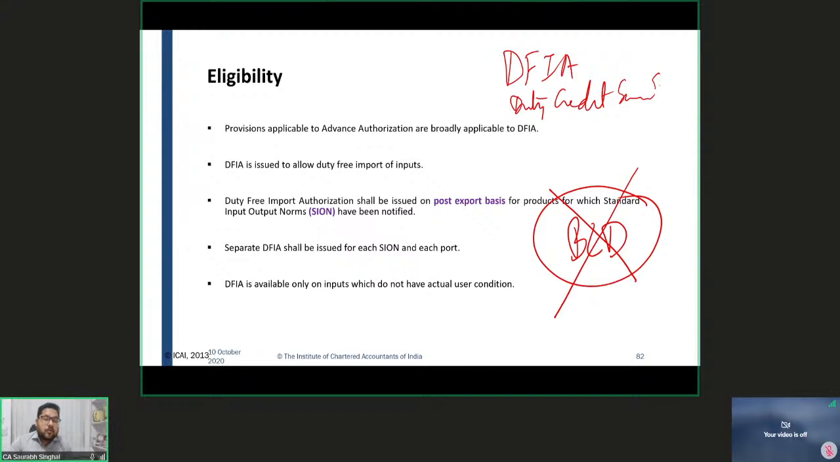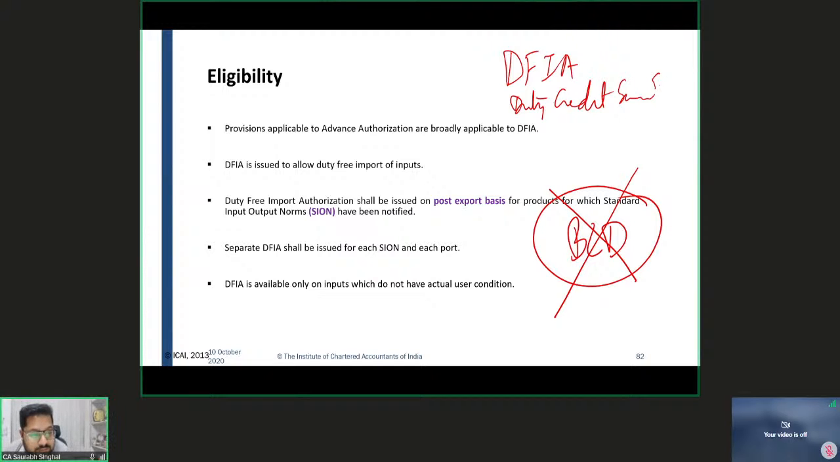So it is a post-export benefit. Rather, the benefit is pre-import, but it is granted post-export. You don't have to actually import the goods. You can just export using the inputs that you have and get the scripts and sell them off. Or maybe use it again, maybe in your own business. That is the scheme. Let us quickly go through it and move on to the next scheme.